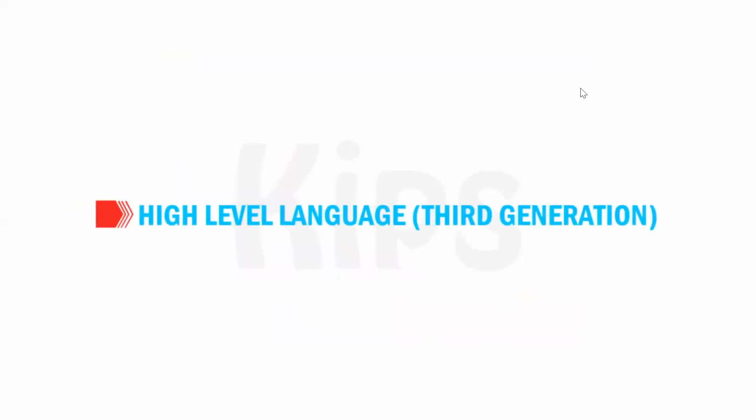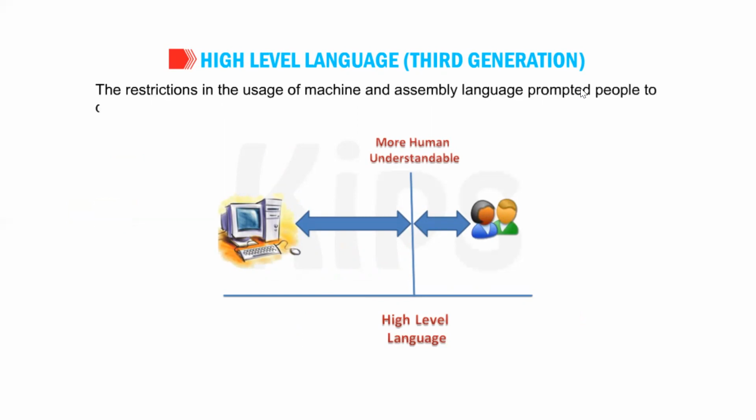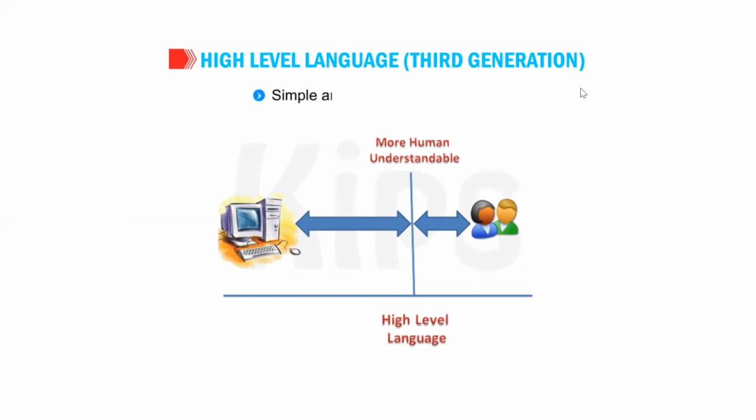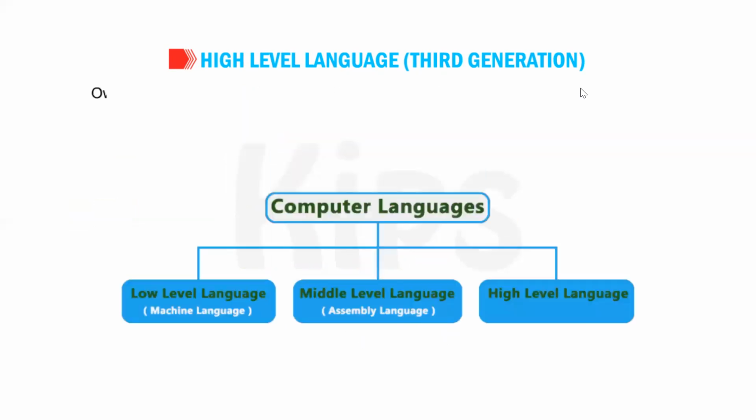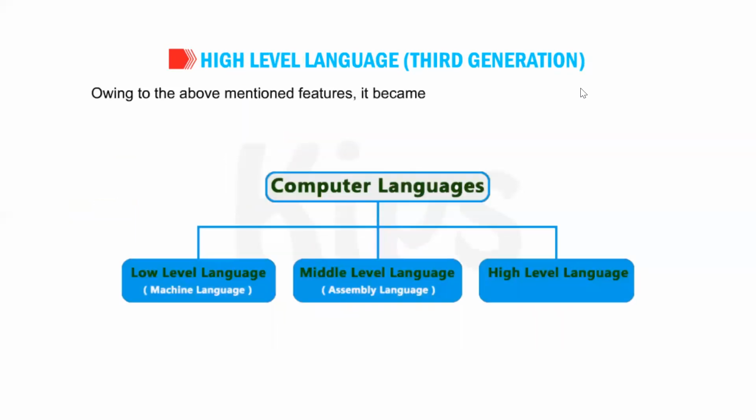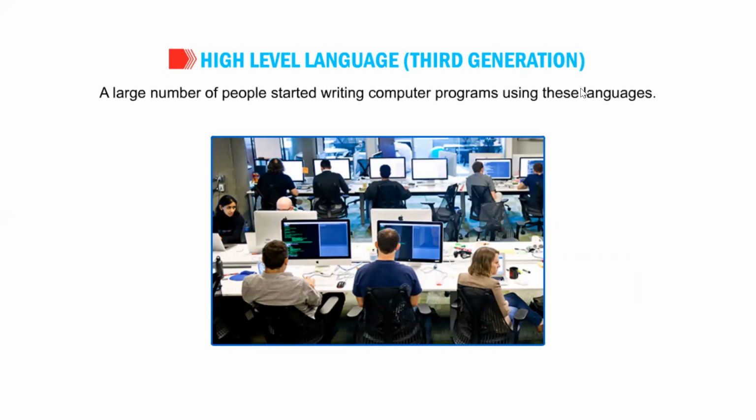Students, let me tell you about high-level language, third generation. The restrictions in the usage of machine and assembly languages prompted people to develop a language with the following features. Simple and user-friendly language. Language that is machine independent. Owing to the above-mentioned features, it became easy to learn and use the computer languages. A large number of people started writing computer programs using these languages.